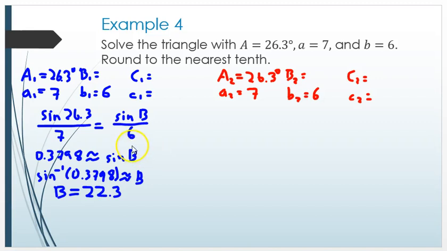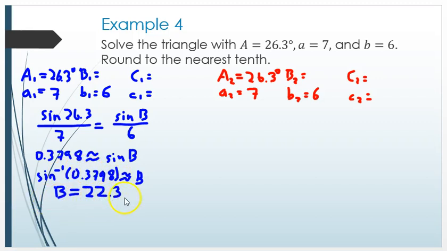Once you get to this point, we have sine of B equals this ugly number, but that's not what angle B is. So your next step to get rid of the sine is to take sine inverse of both sides of the equation. Taking sine inverse of that decimal, going past the 0.3798, gives me an angle of 22.3.